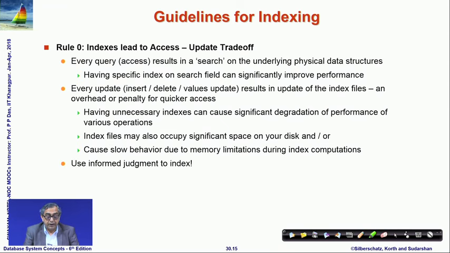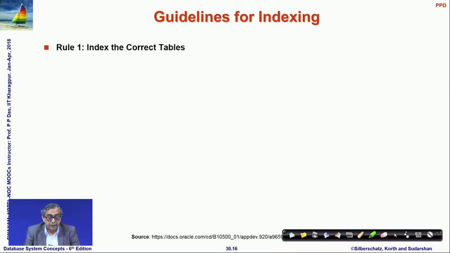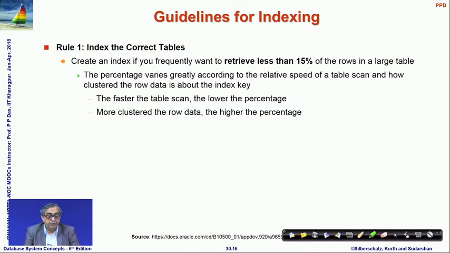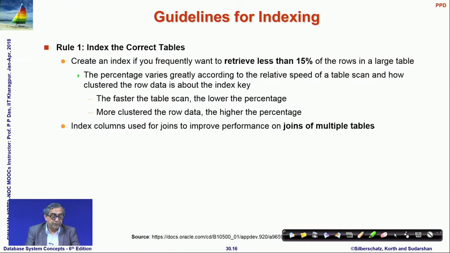Use judgment to index. Rule 1, index the correct tables. Decide which tables are the best candidates for an index. Consider creating an index if you frequently want to retrieve less than 15% of the rows in a large table. Now, of course, 15% is a ballpark number; this can vary greatly according to the relative speed of the table scan. The faster the table scan, the lower the percentage cutoff you can use; the more clustered the row data, the higher the percentage cutoff you can use.